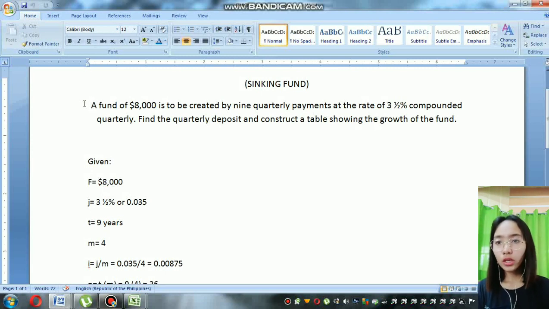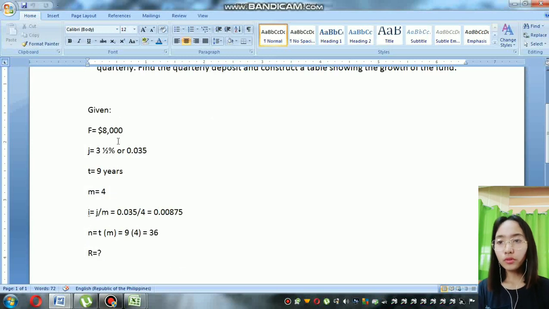So, here are the given values. For future value, we have $8,000. For our J, or our nominal rate, it is 3.5% or 0.035 in decimal form. Our time, or T, is 9 years. Then our M is 4 since it is quarterly. Then our I is 0.00875 as the quotient of 0.035 and 4. Then our number of periods, or N, is 36 as the product of 9 and 4.